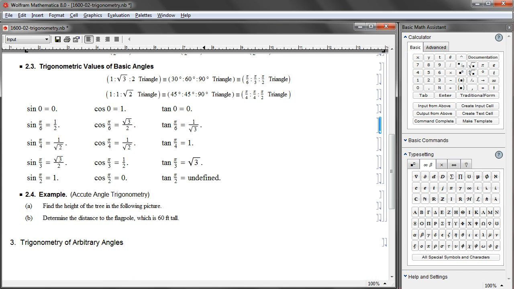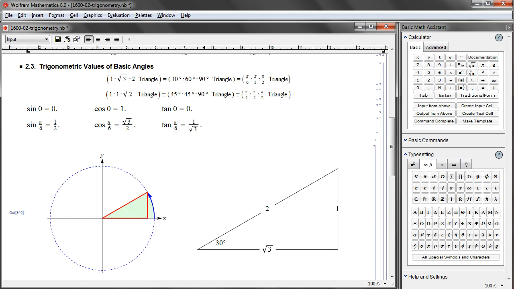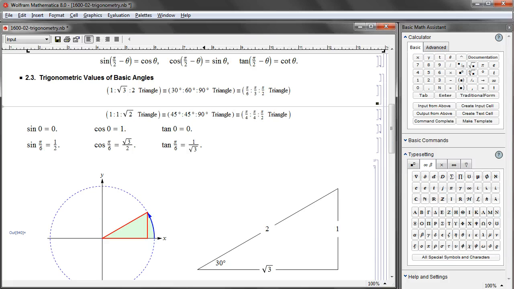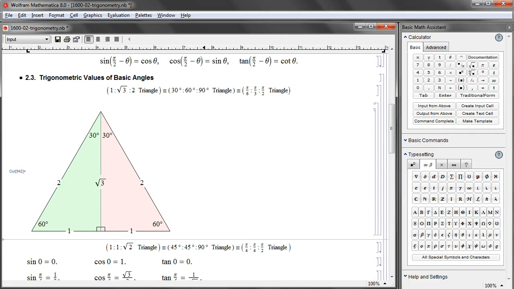And here's a more interesting situation. Sine of pi over 6, or 30 degrees, cosine of pi over 6, again 30 degrees, tangent of pi over 6, we have 1/2, square root of 3 over 2, and 1 over square root of 3 respectively, and they all come from this triangle, 1, square root of 3, 2 triangle. Why? Well, let's go to geometry, and it all comes from this observation here.